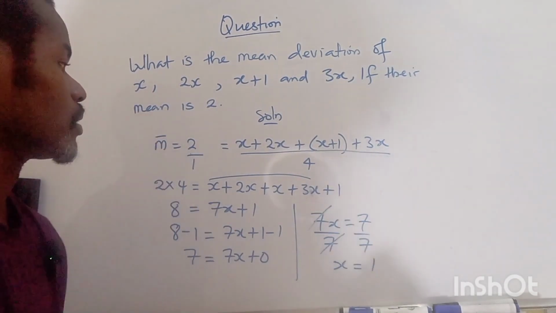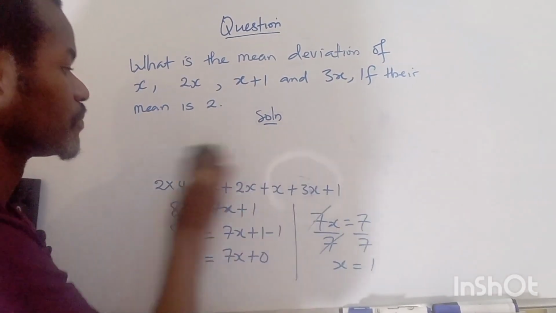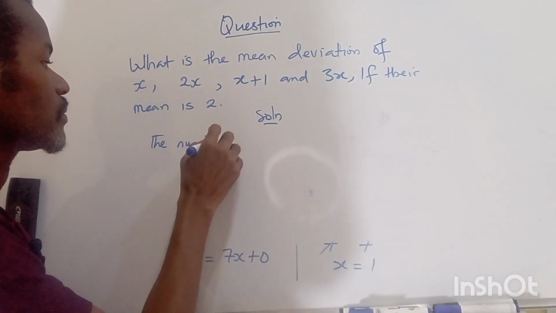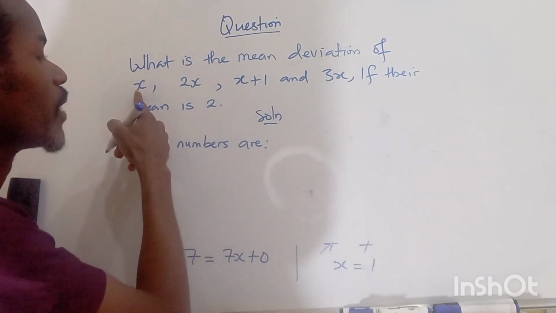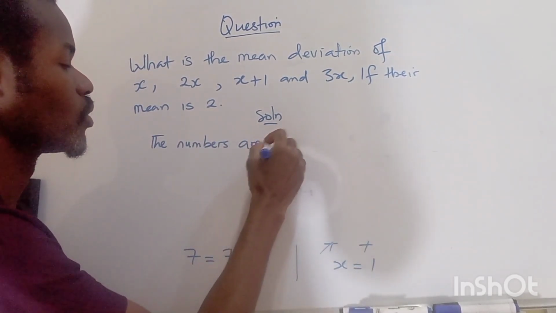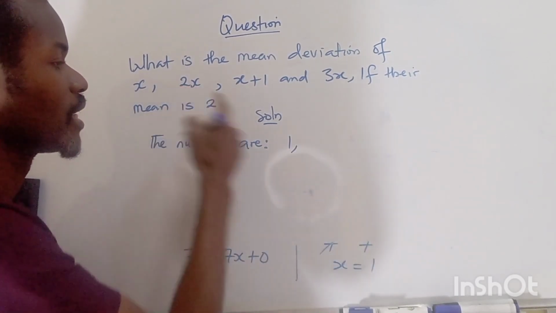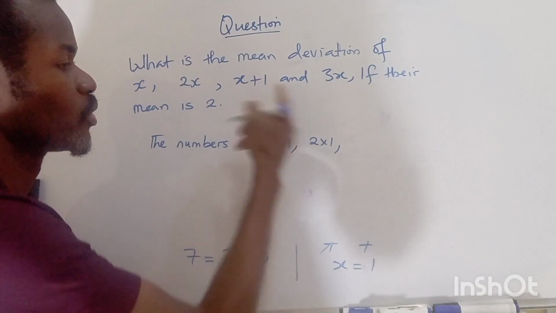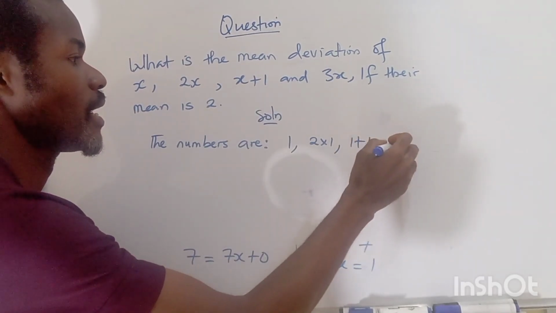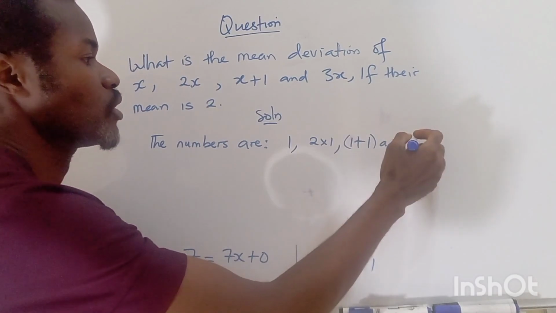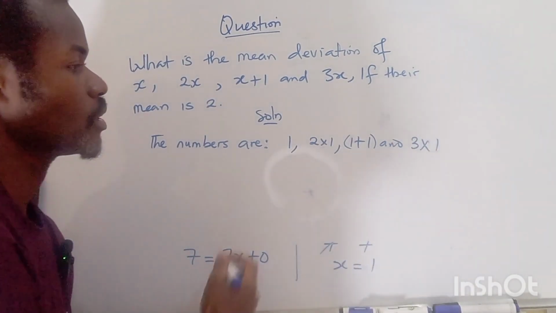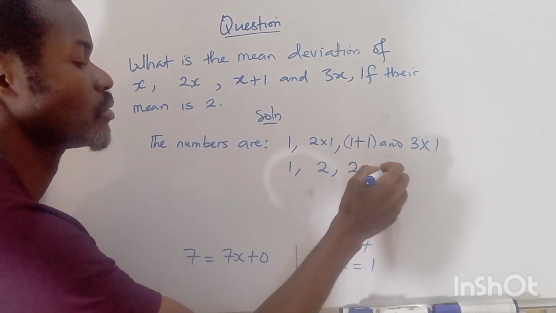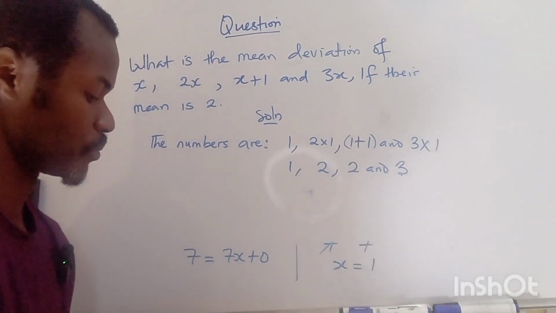So since x is 1, let's see what the other values are. The numbers: the first one is x, which is 1. The second one is 2x, which means 2 times 1. The next one is x plus 1, so we have 1 plus 1. And finally we have 3x, which means 3 times 1. The numbers are actually 1, 2 times 1 is 2, 1 plus 1 is 2, and 3 times 1 is 3.